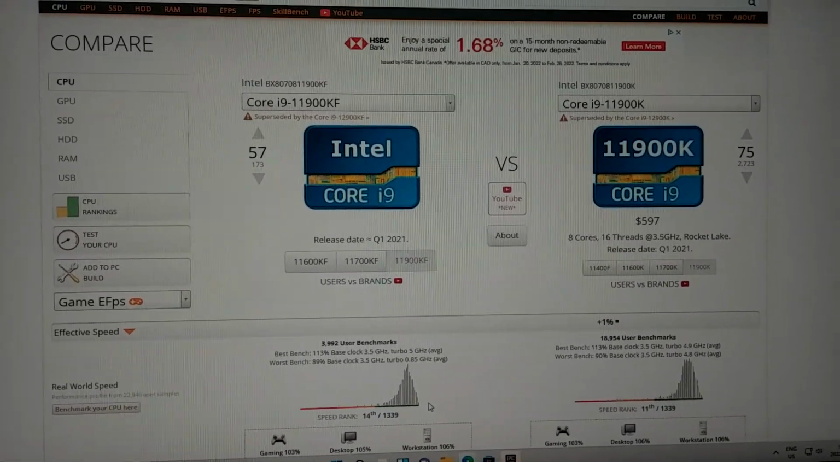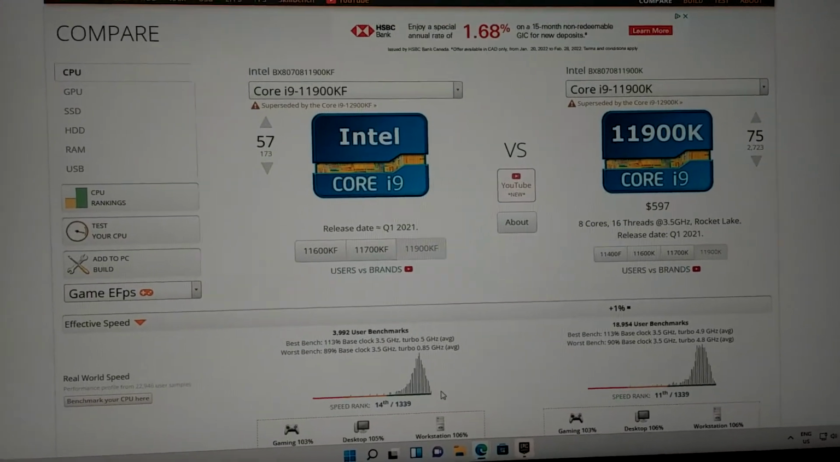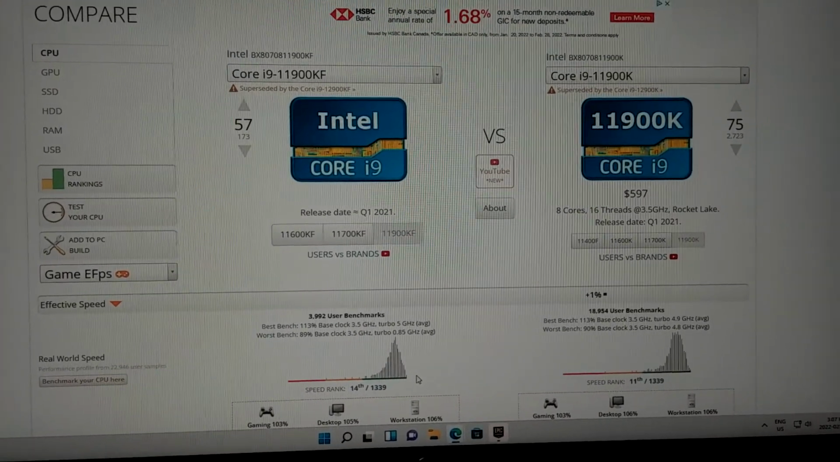Anyways guys, hopefully that answers your question in making a decision on which one to buy. But like I said, the 11900K is my choice, what I would stick with.